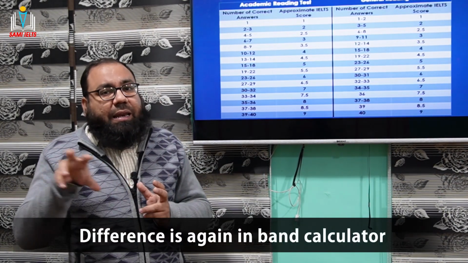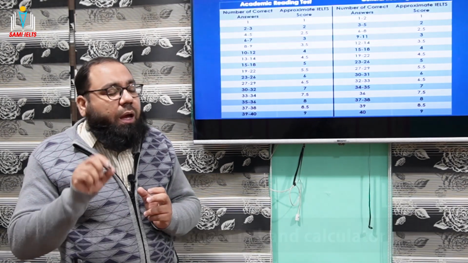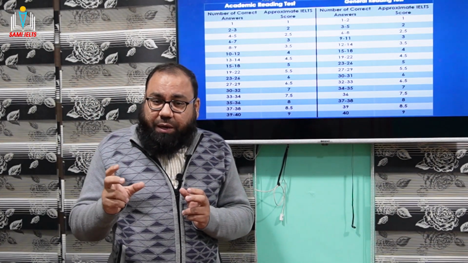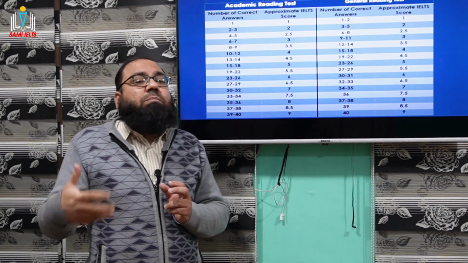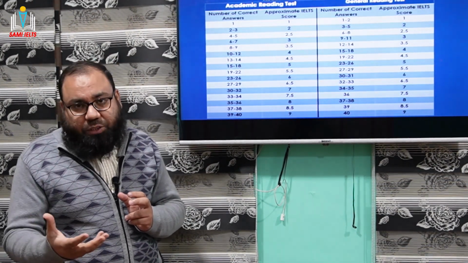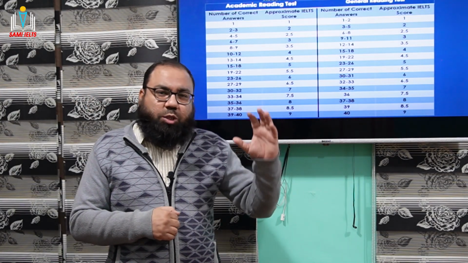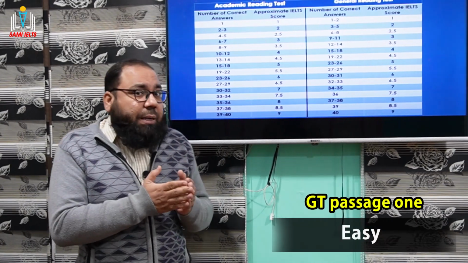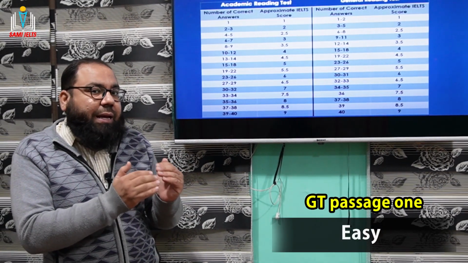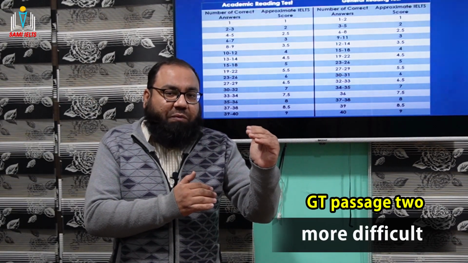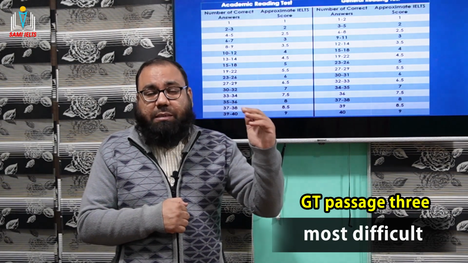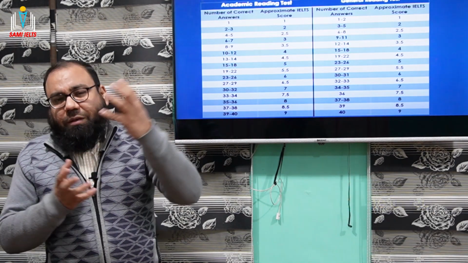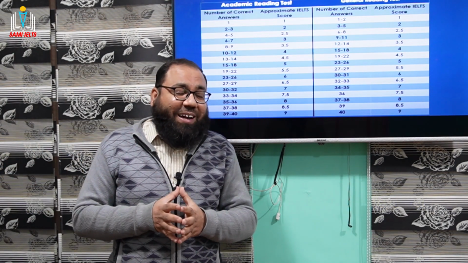The difference is again in the band calculator. Remember students, academic reading is very hard, very challenging, and it needs extra effort, while the GT text is pretty easy and a bit relaxed. GT passage 1 is a bit easy, then GT passage number 2 is a bit more difficult, and then GT passage number 3 is the most challenging and difficult one, just like academic passage 1 in fact.